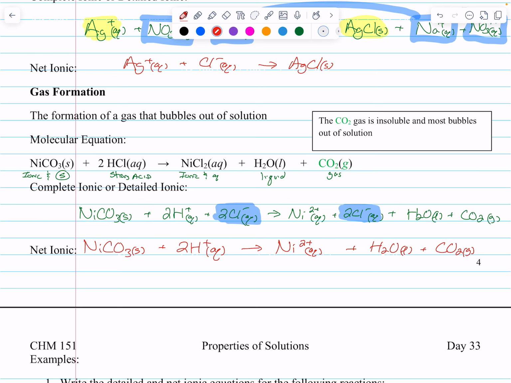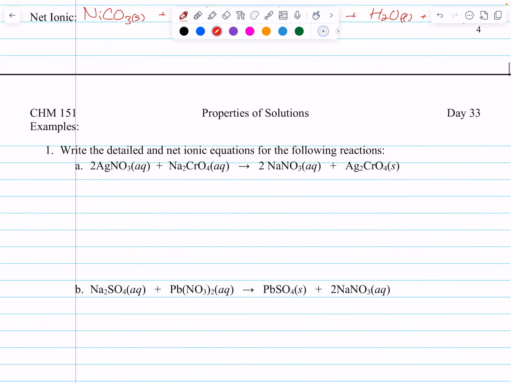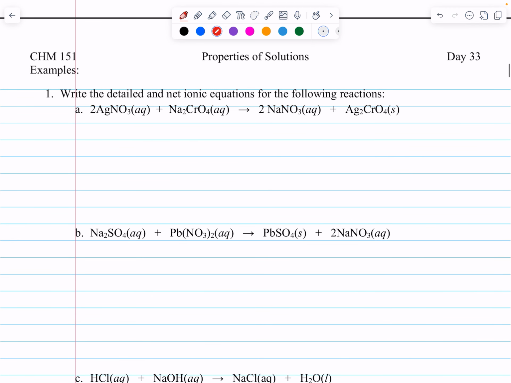All right, so now we have the day 33 examples. My recommendation, pause me now and try these, and then see how we do. All right, hopefully you paused me, tried them, and let's see what we got.